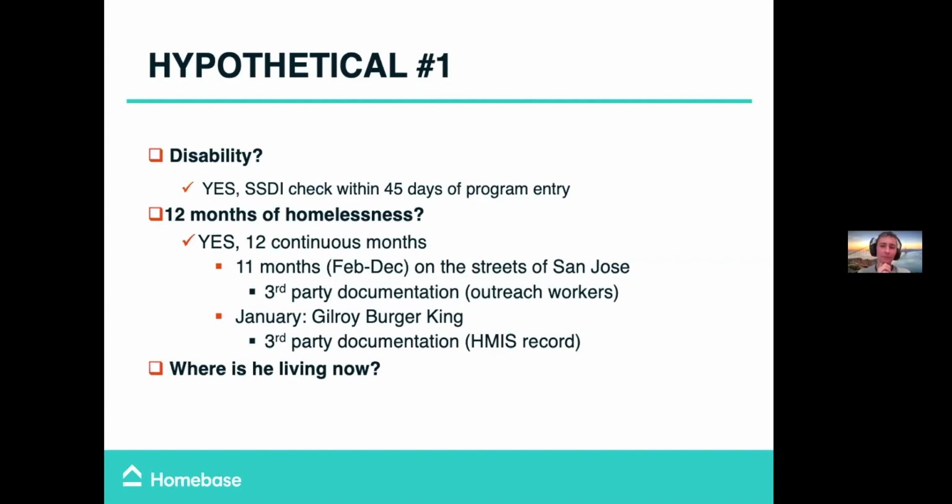January 15th, the day for which we have documentation, was 16 days prior to his enrollment to your project on January 31st. So since that's more than 14 days, we would need more current documentation of his current homeless status to determine whether he qualifies as chronically homeless.